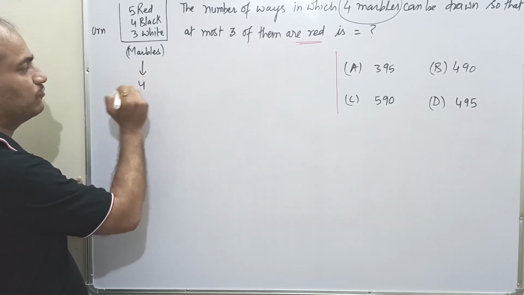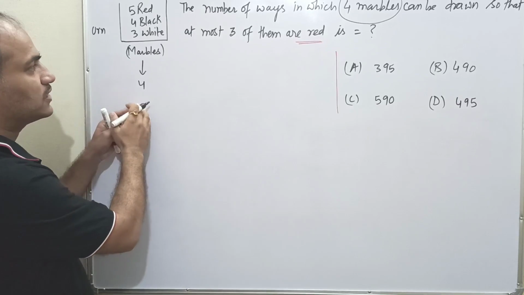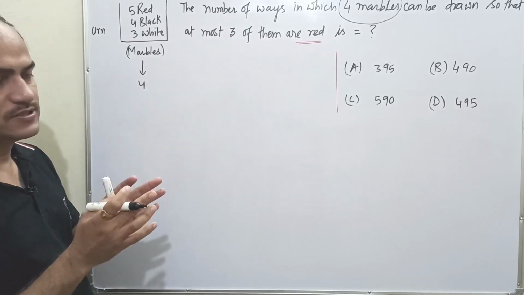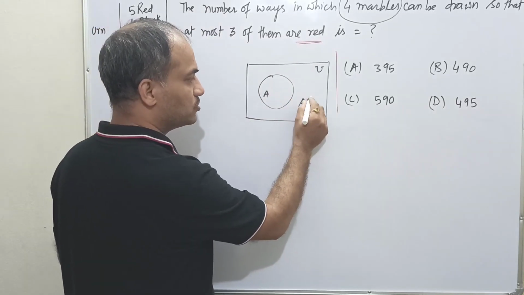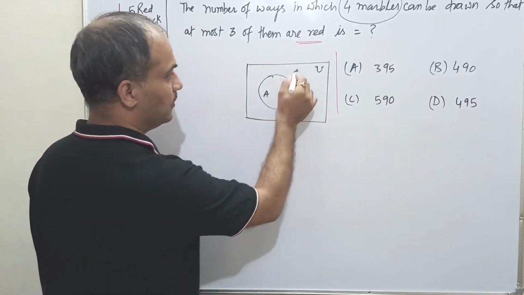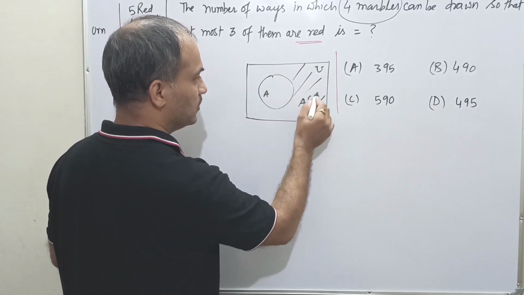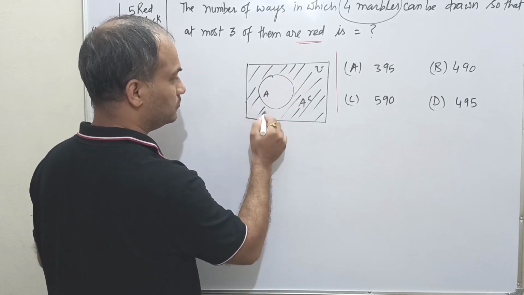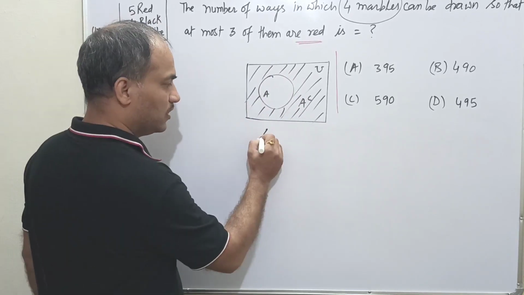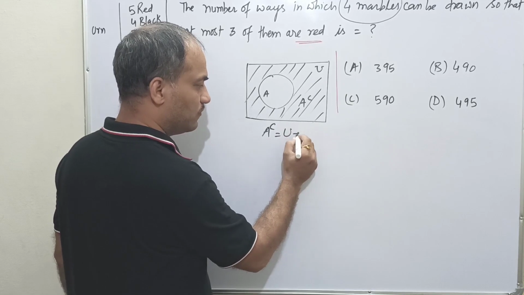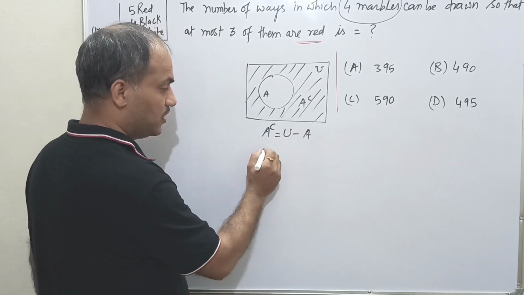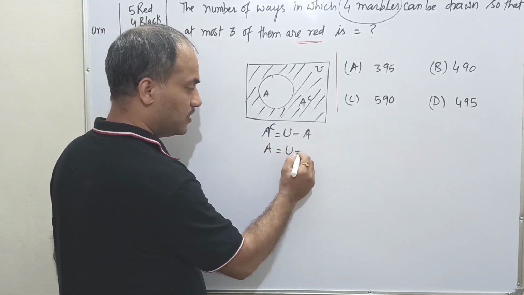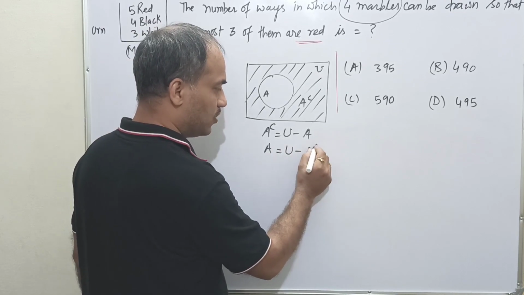Out of this we are drawing 4 marbles, and maximum we are requiring 3 marbles. This is set A, and the outer portion is known as complement of set A. You all know that. If you have to find A complement, this is universal minus A. Similarly, if you have to find A, it will be universal minus A complement.